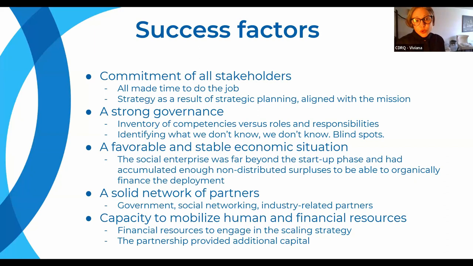So the social enterprise was far beyond the startup phase and had accumulated enough non-distributed surpluses to be able to autonomously, or organically, finance the deployment of the scaling. So they had the financial resources to deploy the scaling.